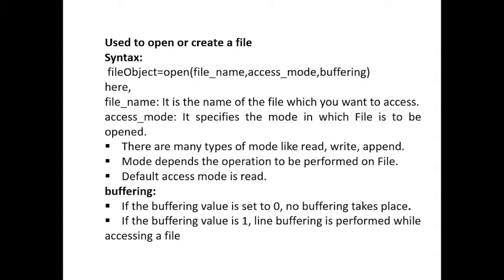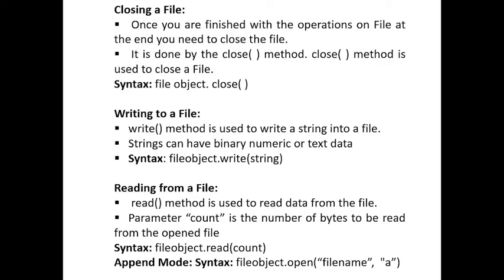Then comes buffering. If the buffering value is set to 0, no buffering takes place. If the buffering value is 1, line buffering is performed while accessing a particular file. This is all about the file concept.